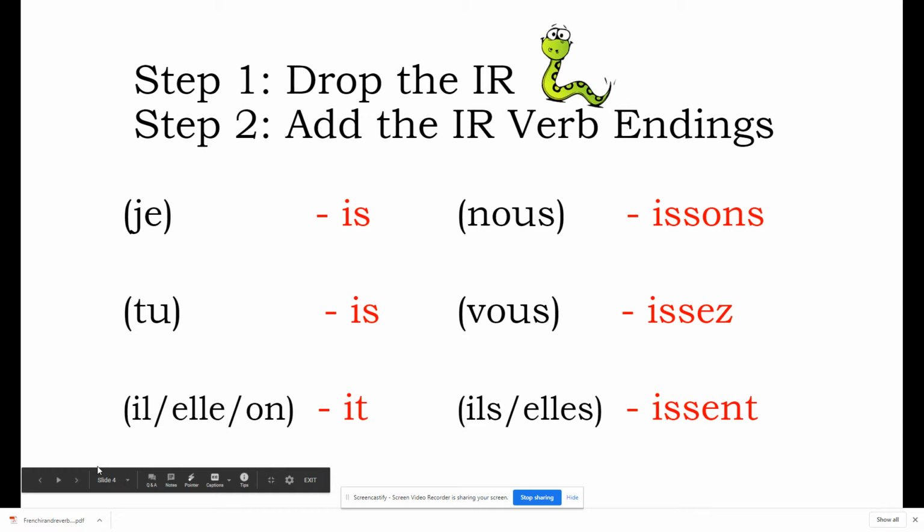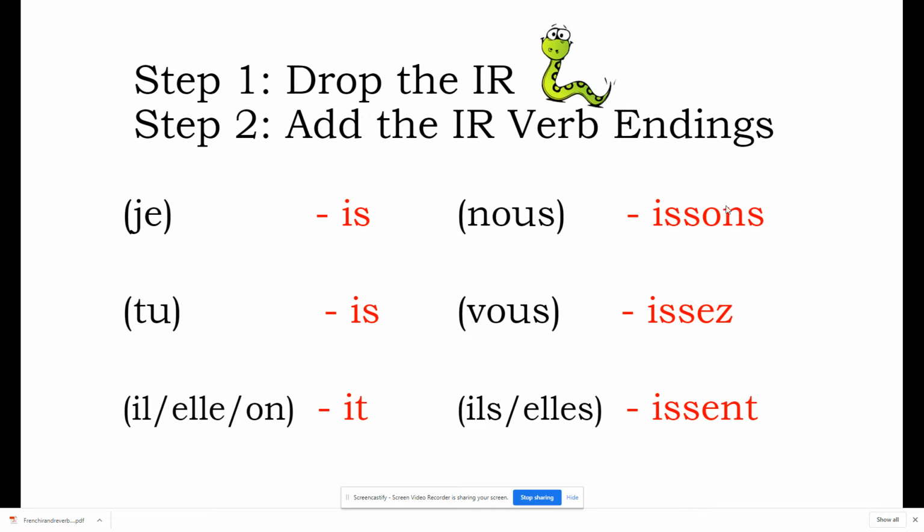Looking at this slide, you should probably stop and pause it so that you can write these into your notes. When we conjugate a long IR verb, step one, drop the IR off the end, and then add the appropriate IR verb endings, which are is, is, it, issons, issez, issent.